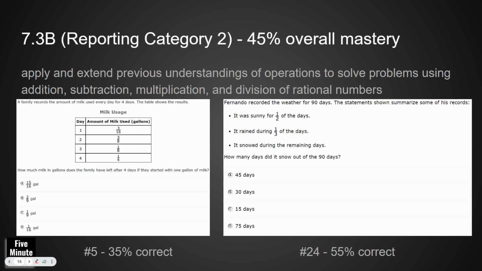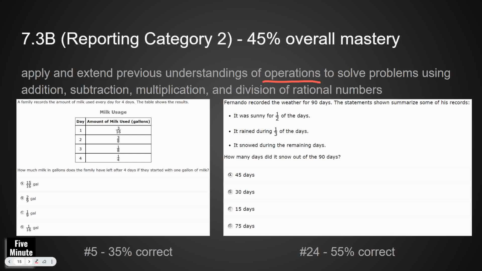Next, we're looking at 7.3b. This is in reporting category 2, slightly better, 45% overall mastery. And we are just operations, addition, subtraction, multiplication, and division. And the sky is the limit here because it's rational numbers apply and extend. All right, so let's start with number 5. That was the more challenging one.